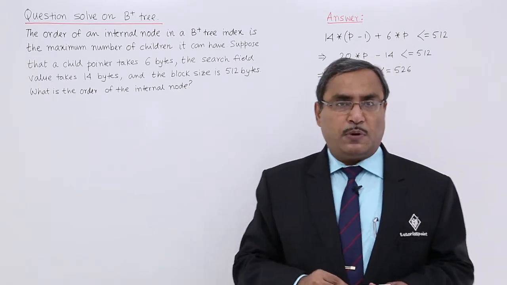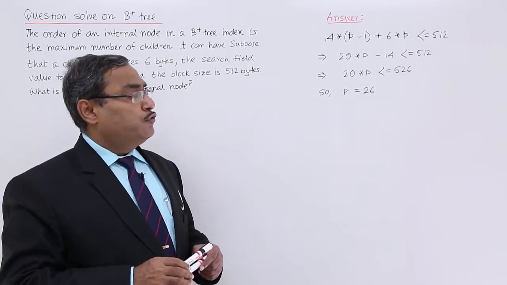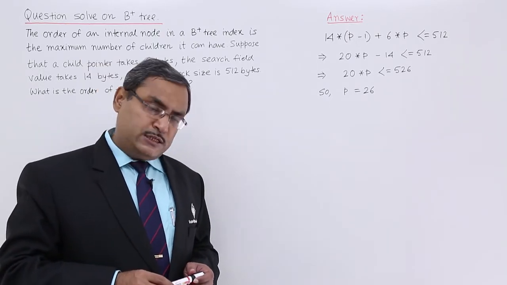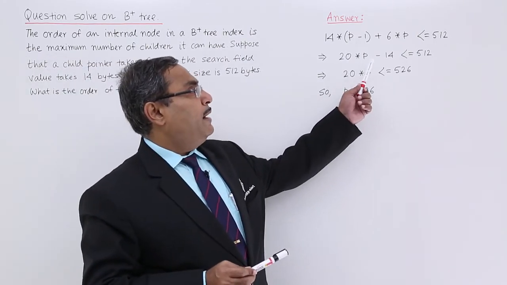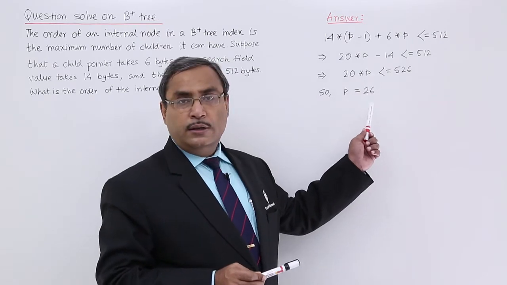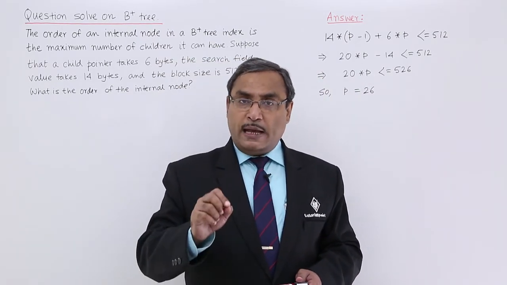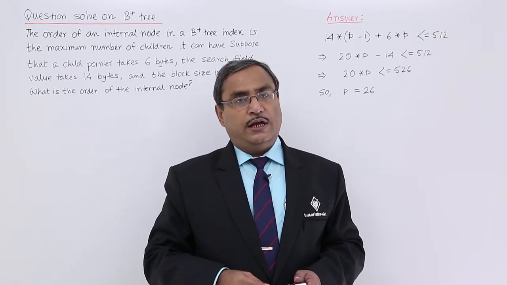So how to solve this problem? Here I am showing you the respective calculation for that. So 14 into p minus 1 plus 6 into p must be less than equal to 512. So 20p minus 14 must be less than equal to 512. So if we go on doing, p we are getting here is 26. So that means we shall be having 26 pointer fields and 25 search info fields.